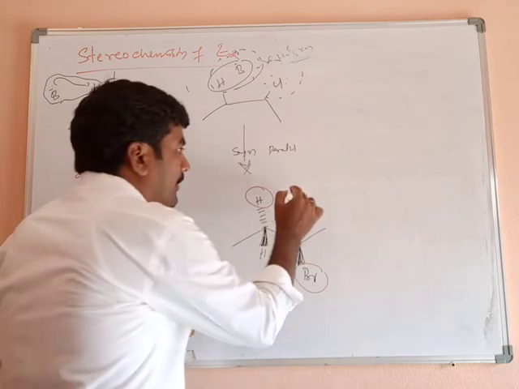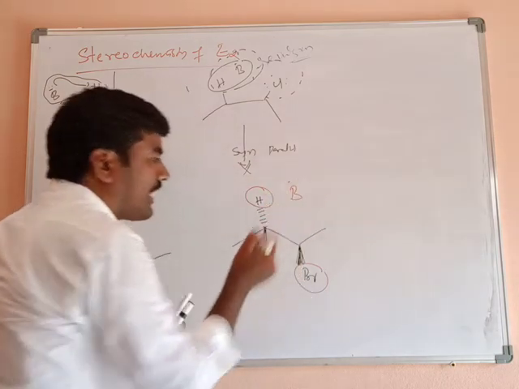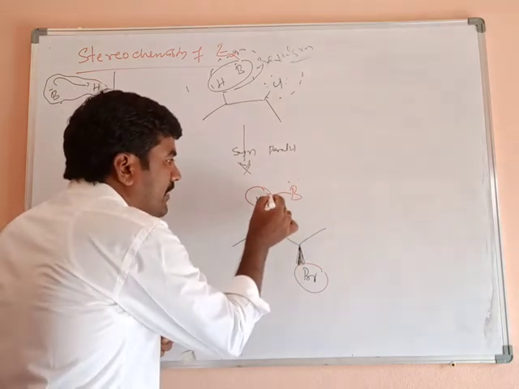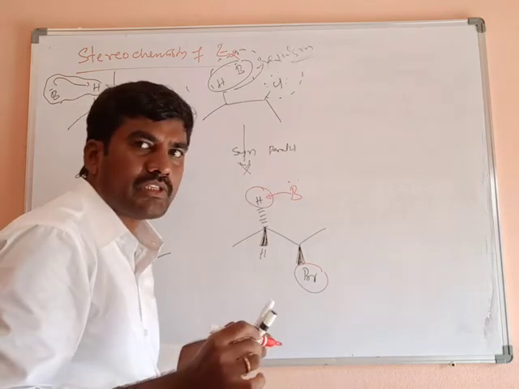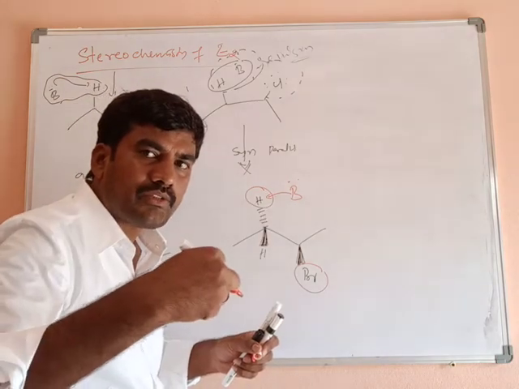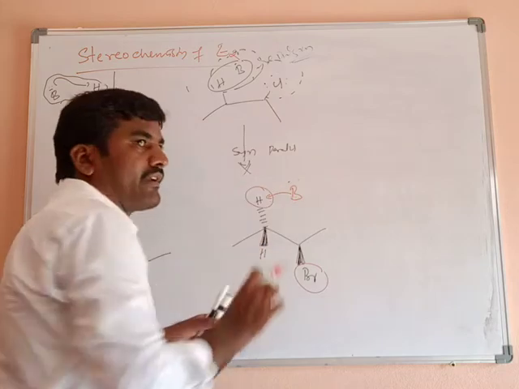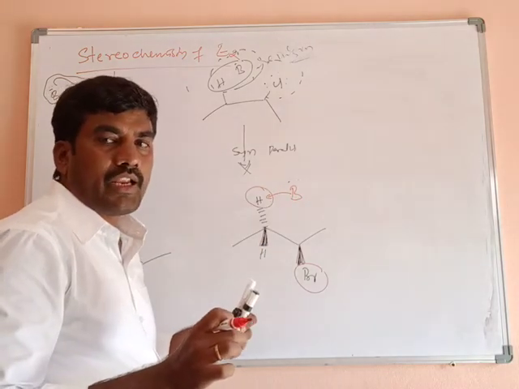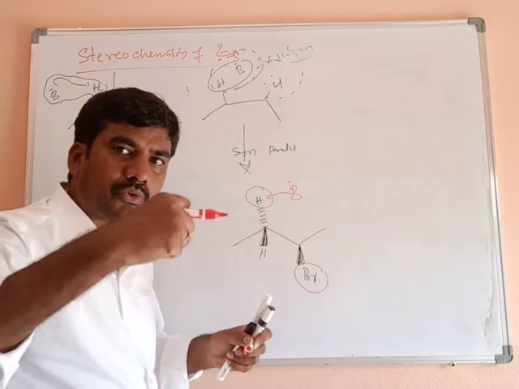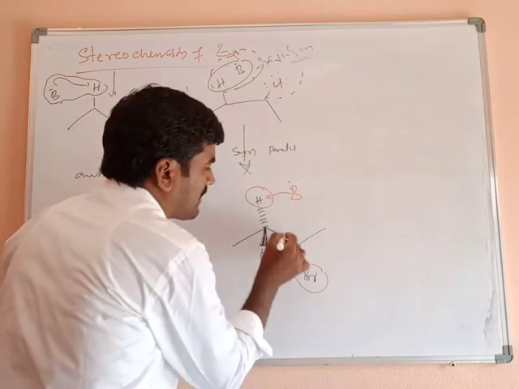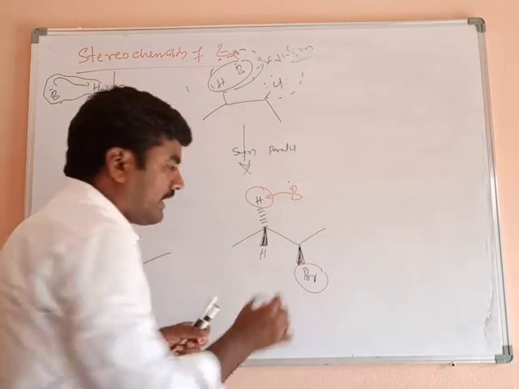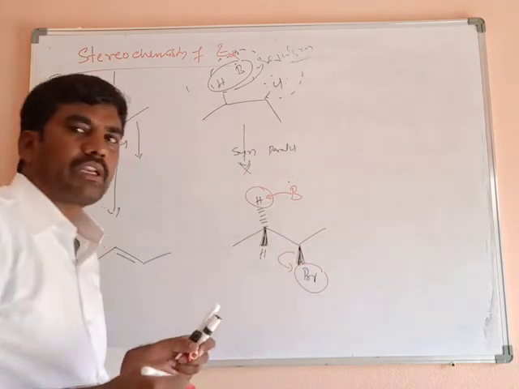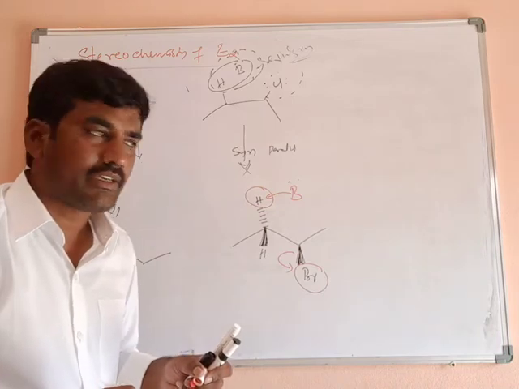Okay. Now when the base approaches the hydrogen atom, which is favorable? This dash bond hydrogen is favorable for the base to capture. So the base approaches this hydrogen, captures the proton and forms a partial bond here. Okay, and at the same time bromine cleavage takes place. Clear? Understand?